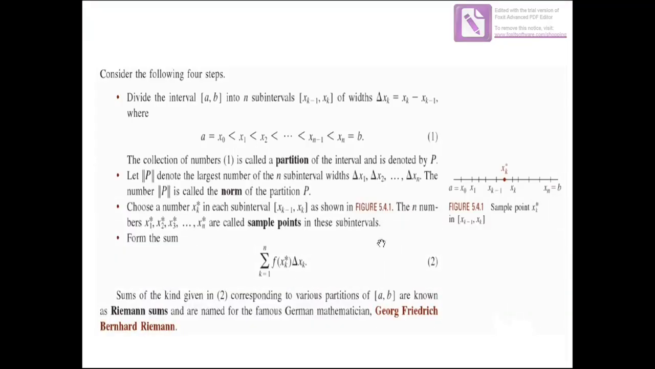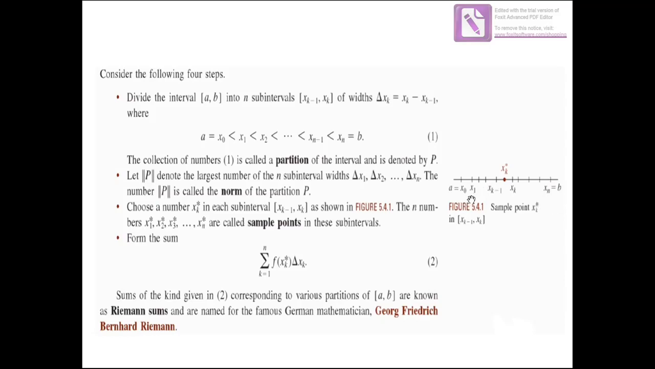So consider the following steps. Divide the interval a to b into n subintervals of width delta x_k, where a is equal to x0 less than x1 less than x2, until b. The collection of numbers in (1) is called a partition of the interval and is denoted by P. So from a to b, we divide this into a partition, starting from a equal to x0 until xn equal to b.